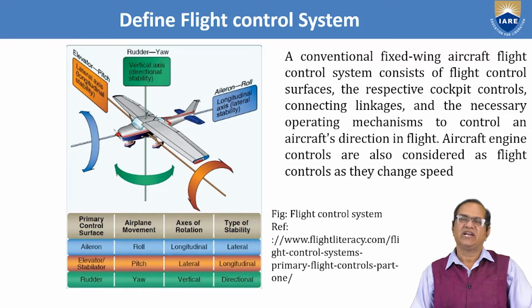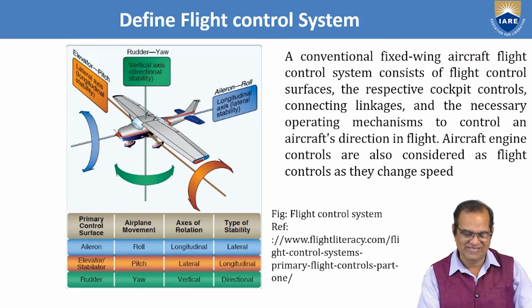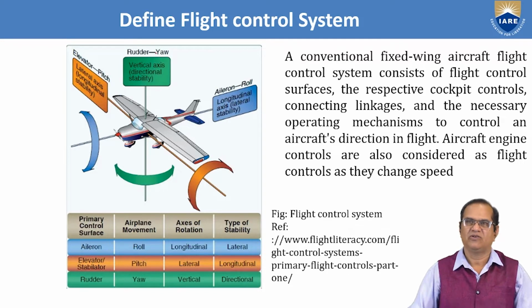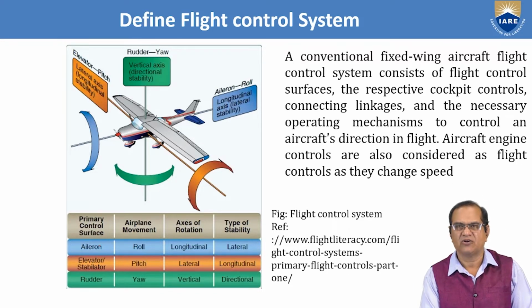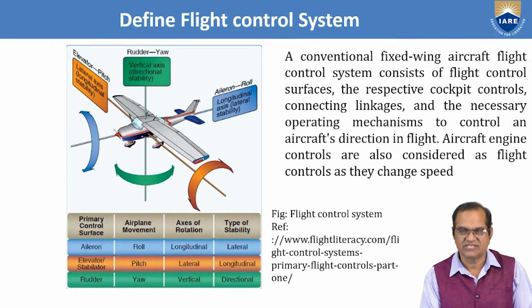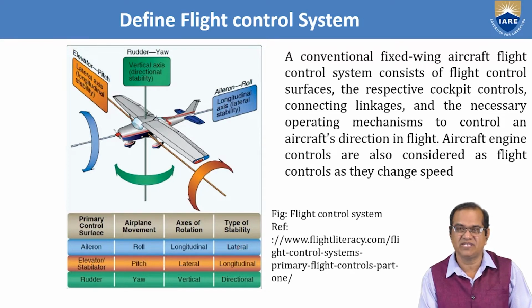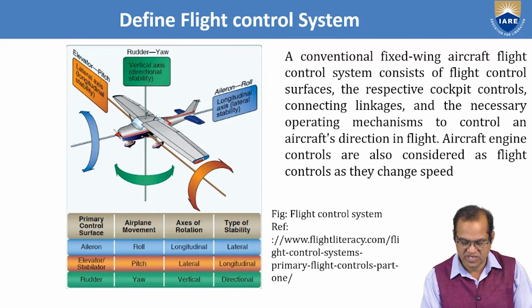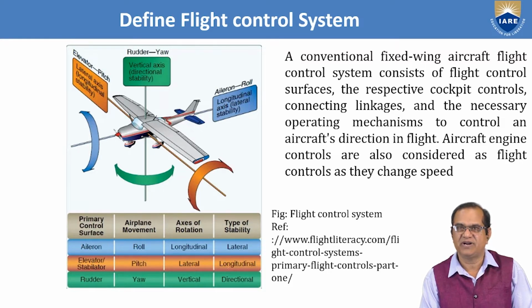In this diagram, the primary control surfaces are the aileron, elevator and the rudder. The aileron will change the roll. The axis of rotation is longitudinal, and the type of stability is lateral. So ailerons are used for lateral stability. Elevators are used for pitching; the axis of rotation is lateral and they depend upon the longitudinal stability.